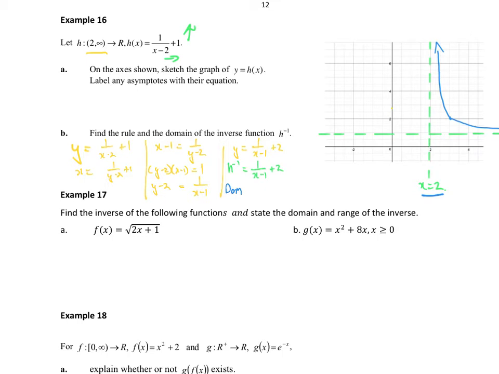But if we have a look at the range of this graph, it's from 1 to infinity. I just realised I made an error before, didn't I? It would be from 1 to infinity. So the domain is not inclusive of 1 because we don't touch the axis. 1 to infinity. The range of f inverse, of h inverse, is equal to the domain of the original function, which is 2 to infinity.